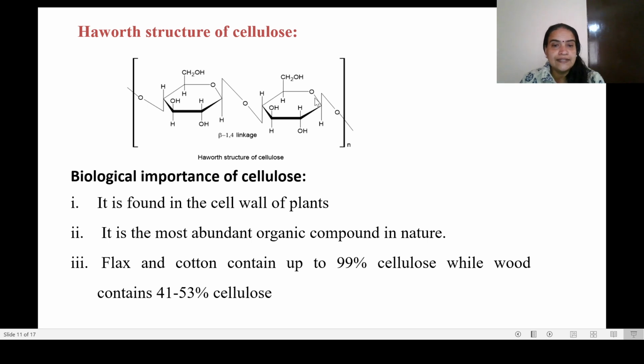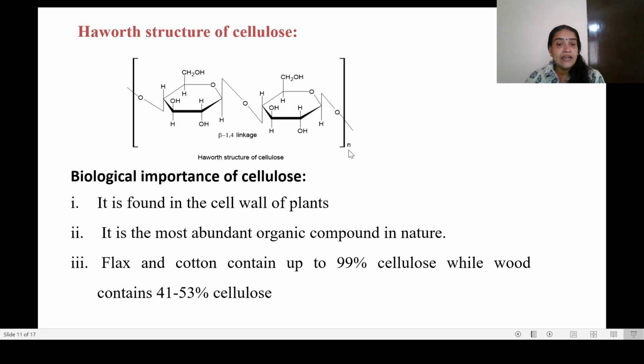So here we can see the structure, two beta-D-glucose units. The difference is that the OH group is written towards the upper side. So the first position OH group and the fourth position OH group of the second beta-D-glucose molecule are linked together through beta-1,4 glycosidic linkage. It continues. This 1 to 4, 1 to 4 linkage will continue. That is the polymer, and this is the structure of cellulose.